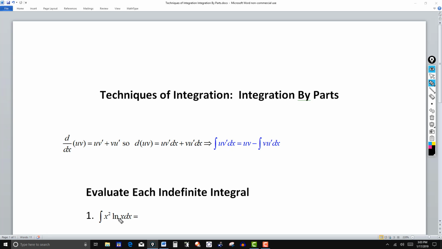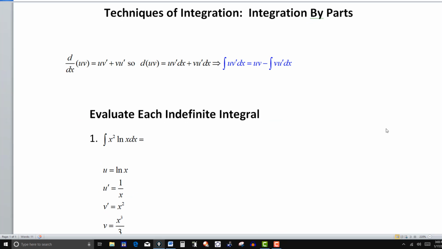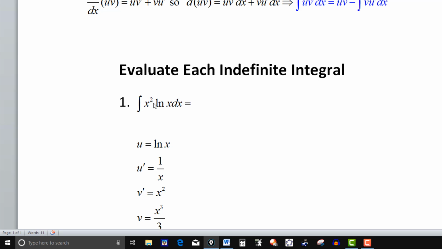So in this case, the only choice you have is that u would have to equal ln of x, because ln of x by itself is not easily integrated. You can't really take the integral of ln of x. You can take the derivative of it. For x squared, you can take the derivative and you can also integrate it. So again, generally pick u so that you can easily take the derivative of it, and pick v so you can easily integrate it. So the only choice we have here is u equals ln of x.